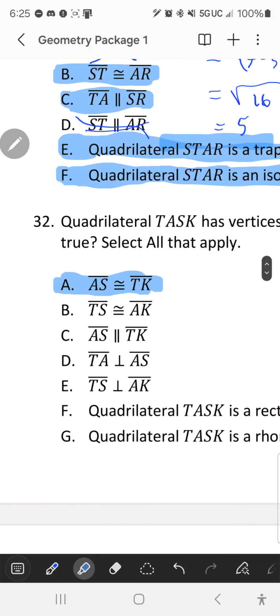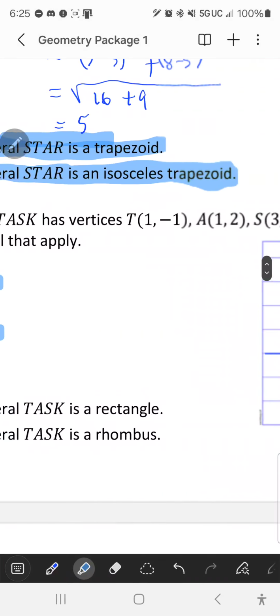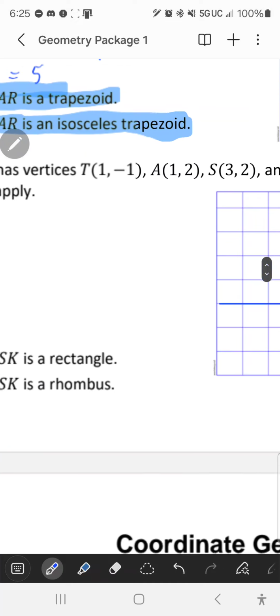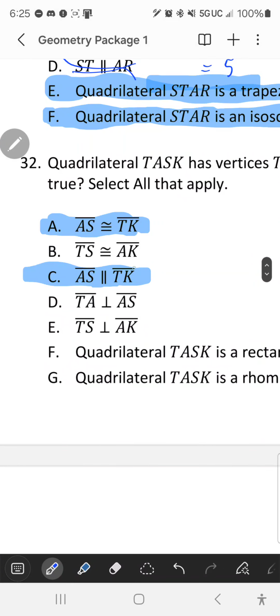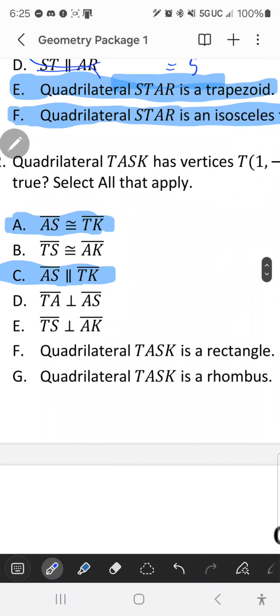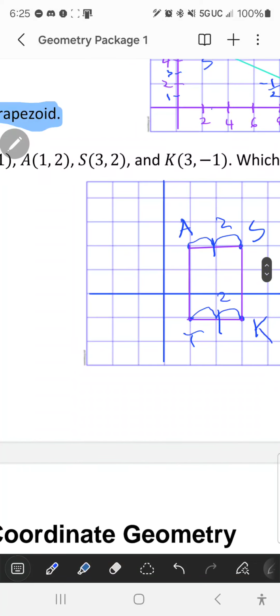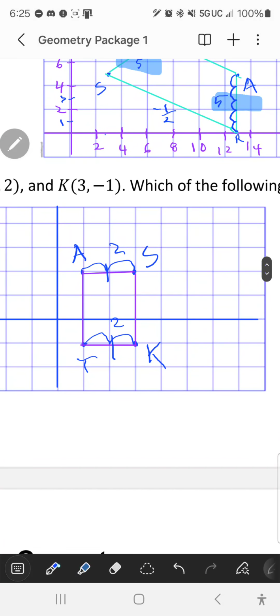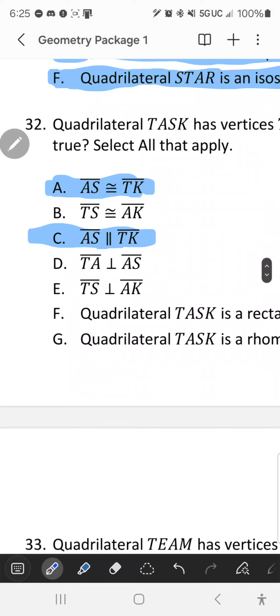Oh, they're both equal. Well, I answered this. They are equal because they are straight lines, and there is 1, 2 here, 1, 2 here. So yes, they are equal and they're parallel as well. Now, TS is equal to AK. Yes. This is AK and this is TS. Now, I'm going to leave this for last.